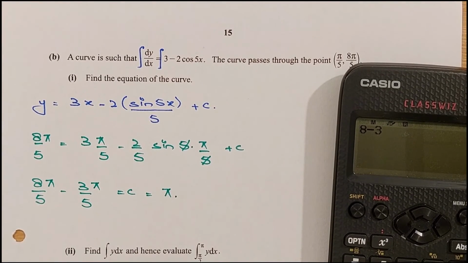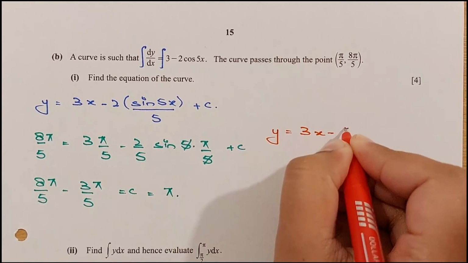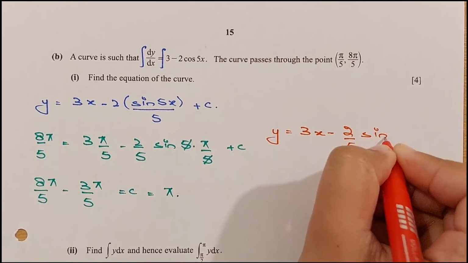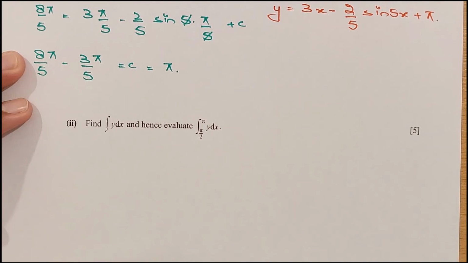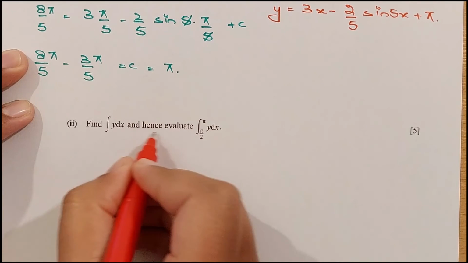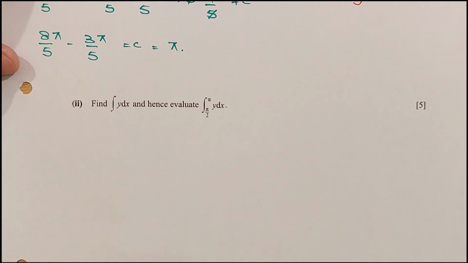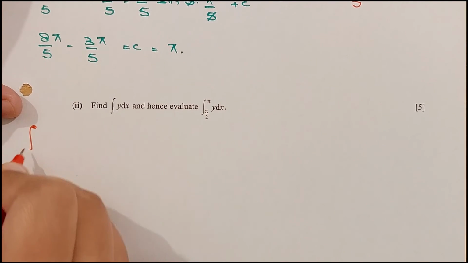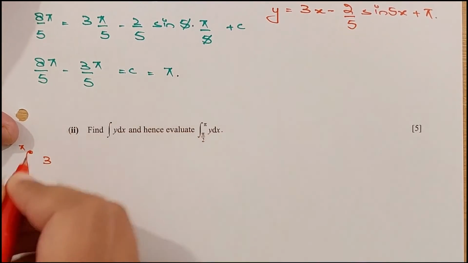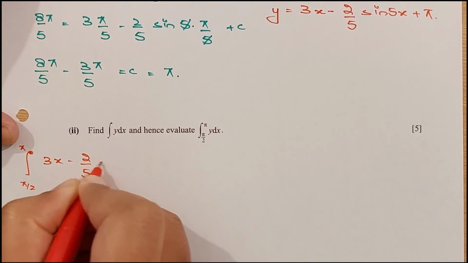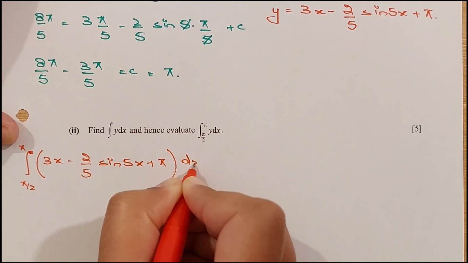Okay, so we can write the equation of the curve as y equals 3x minus 2/5 sin 5x plus pi, right? Now for the second part, find the integration of y with respect to x, and hence evaluate the integration of y between pi/2 to pi. So we have to integrate the function y from pi/2 to pi. This is 3x minus 2/5 sin 5x plus pi, with respect to dx, right?